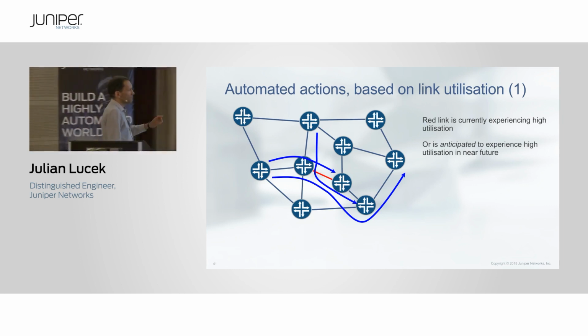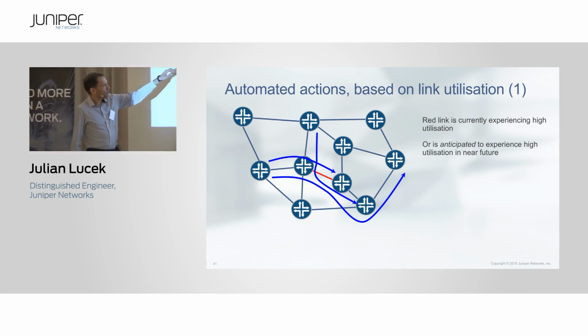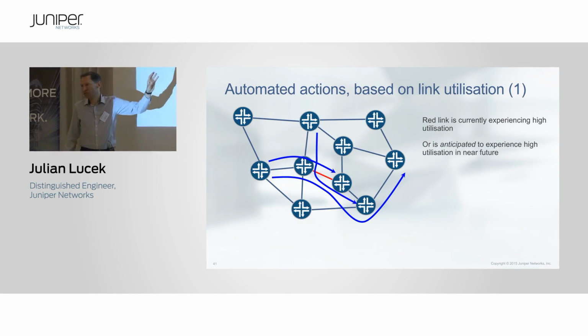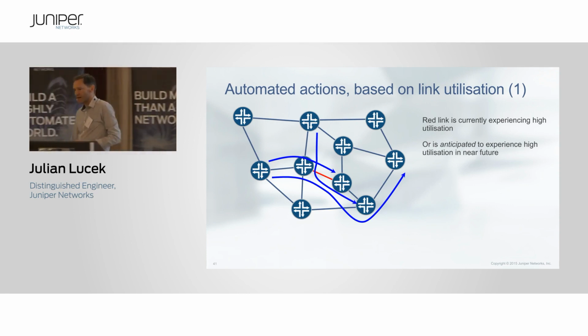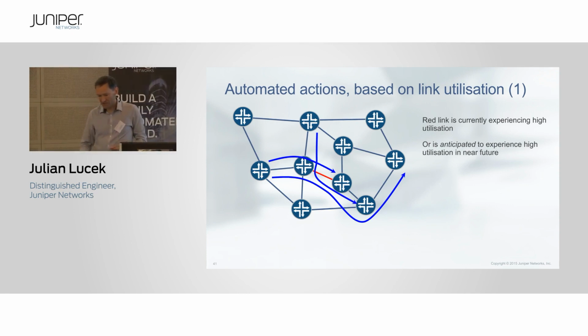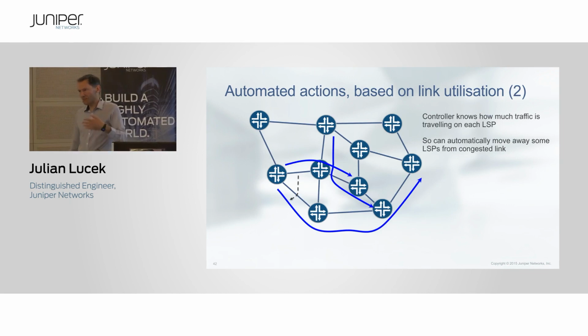Here's an example. This red link is the congested one. You've got these various LSPs going across it. NorthStar works out that if it moves this one away, it will successfully ease the congestion. So it sends a PCEP message to the ingress router, gets it to move the LSP away, it's eased the congestion, and it's spread the LSPs around the network.